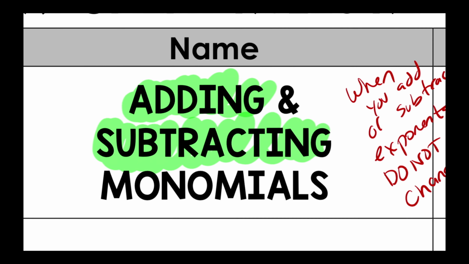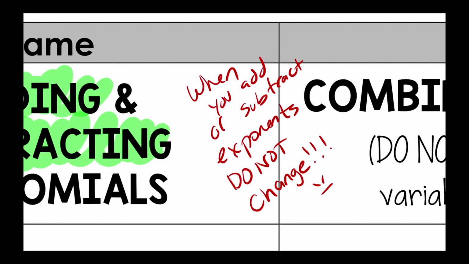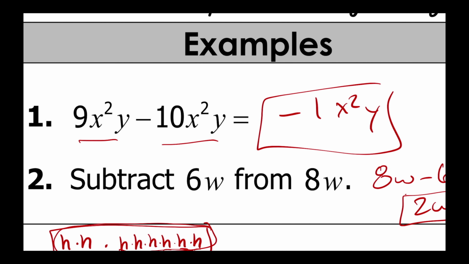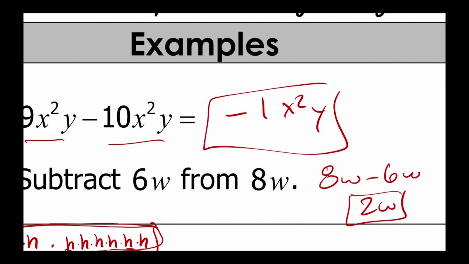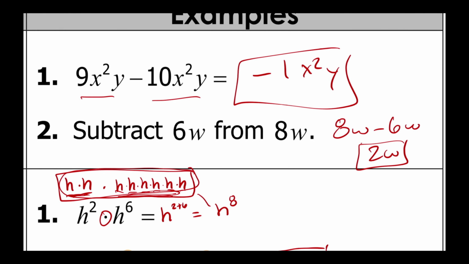Again, when you add or subtract monomials, when you add or subtract terms, exponents do not change. You just combine like terms. So something like this, if I have 9x squared y minus 10x squared y, it becomes negative 1x squared y. Exponents do not change.